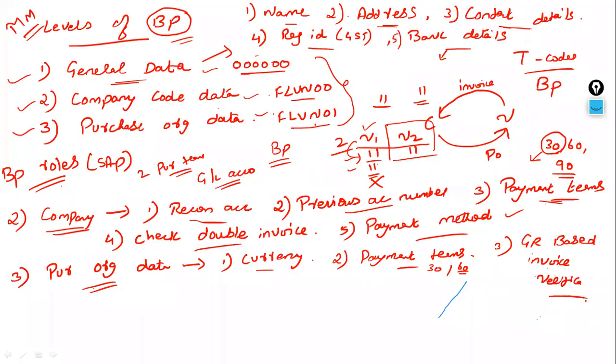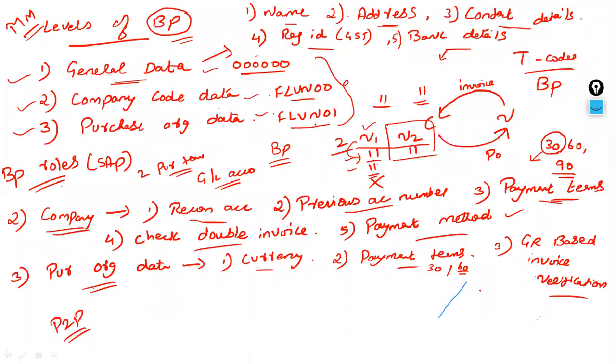What is this GR based verification invoice? Whenever you see GR based invoice verification, what you have to understand is that unless the GR is posted in the system... What is the P2P cycle? We know what the P2P cycle is. We need to place a PO. The vendor will supply the goods. You will do the GR in the system and then you will pay the vendor. This is the P2P cycle, right?